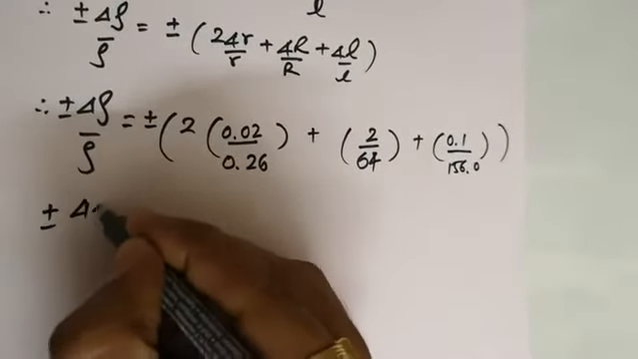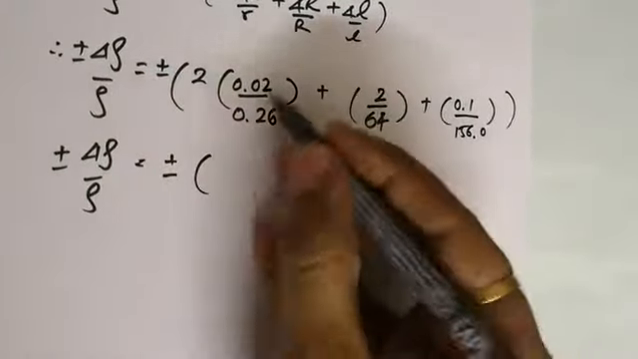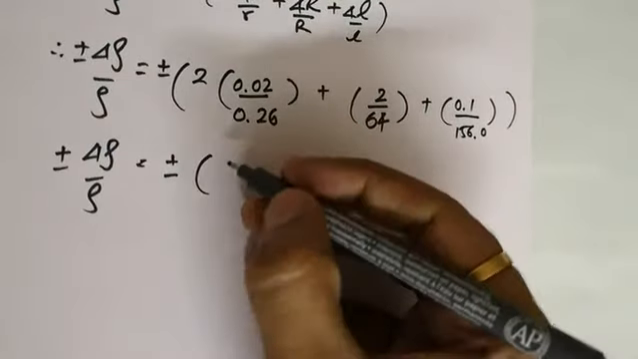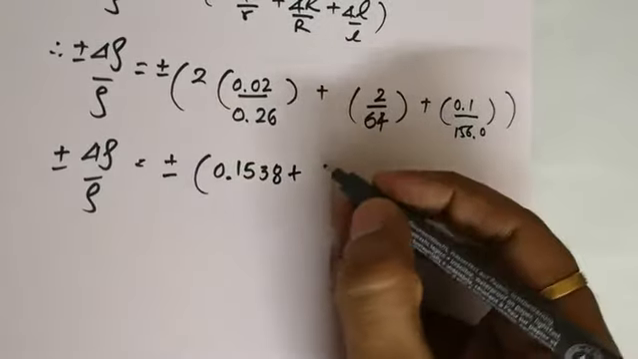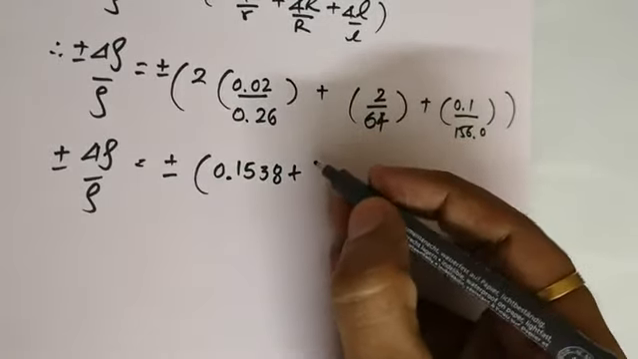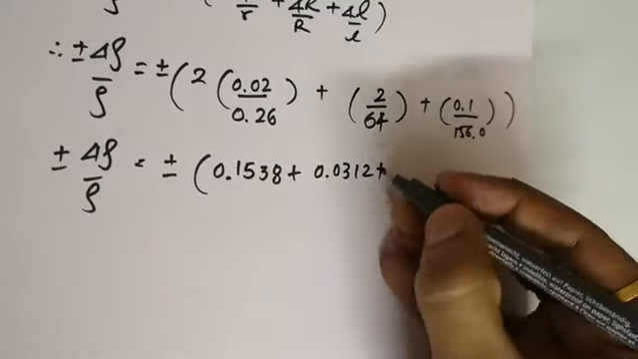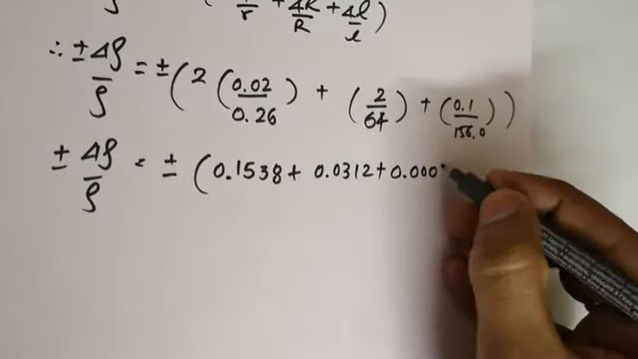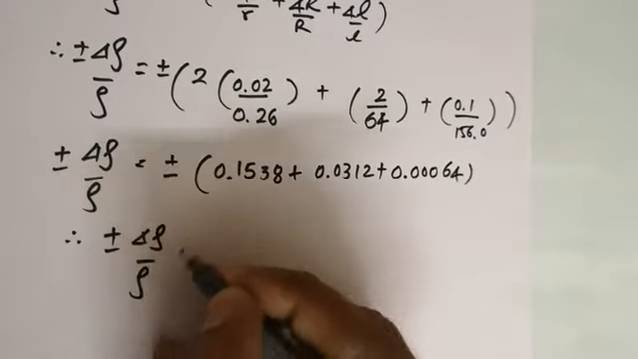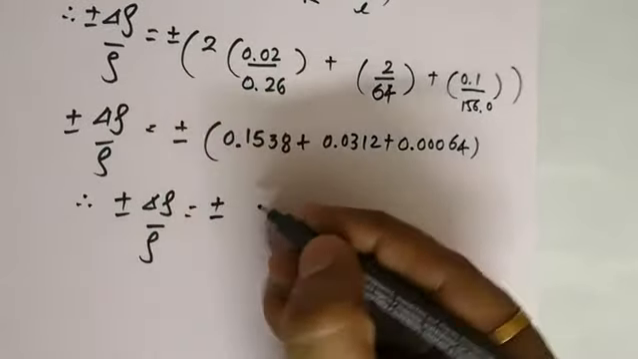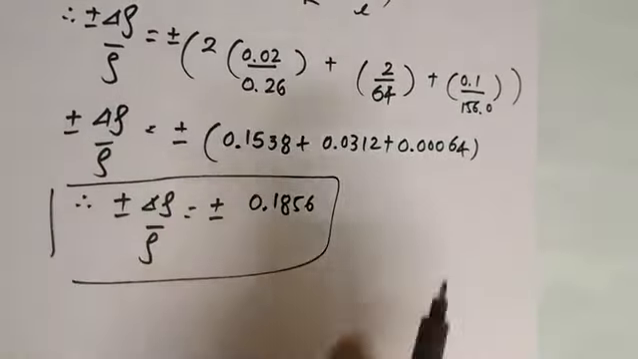So delta rho by rho equals plus or minus this data, 0.04 divided by 0.26, which will give me 0.1538. 2 divided by 16 is close to 1 upon 32, which may give me 0.0312, and the point that is our area of concern is 0.000 and 64. So I may get plus or minus delta rho by rho equals plus or minus 0.1856. This is my first, fractional error.